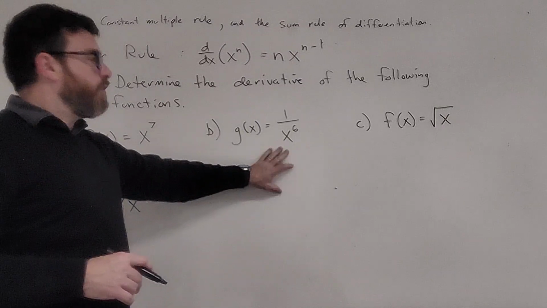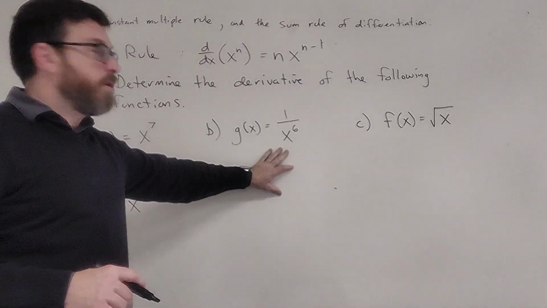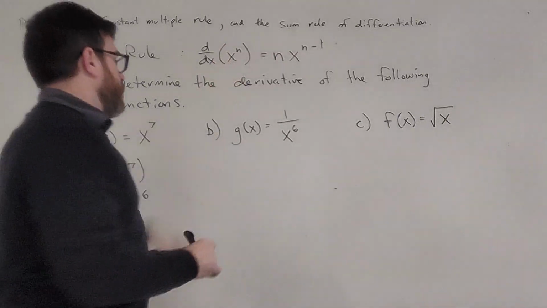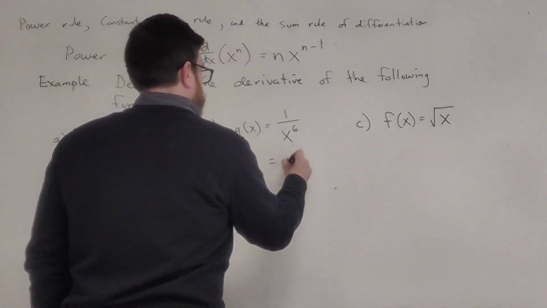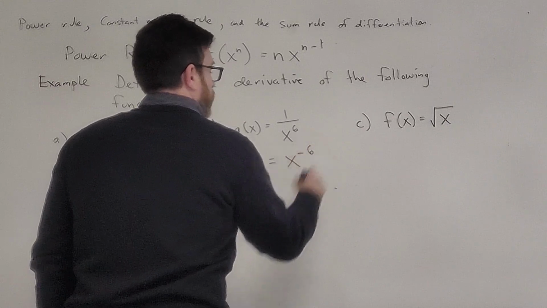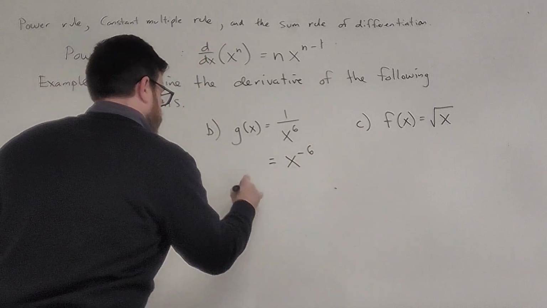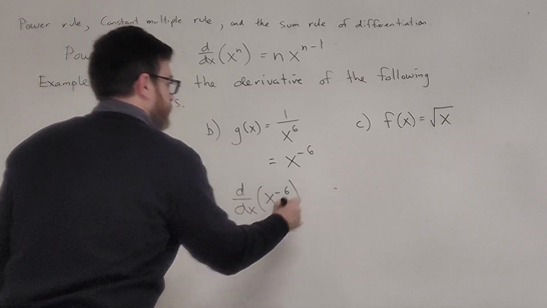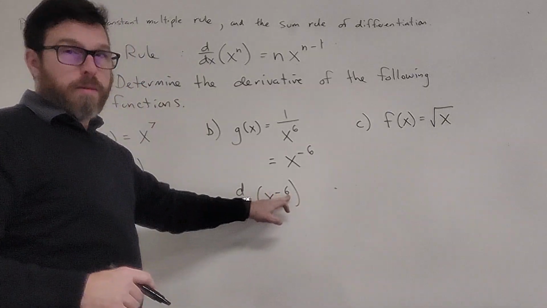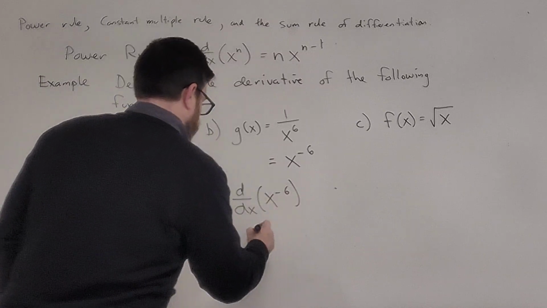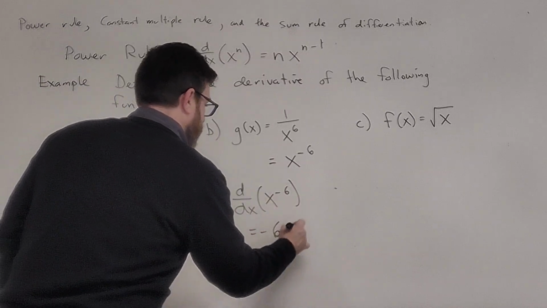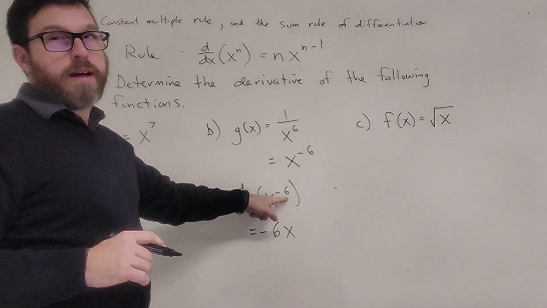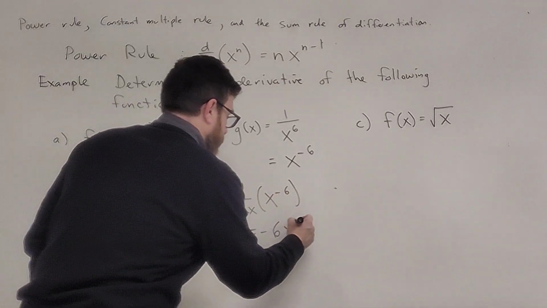Now this function still involves the power rule because I can rewrite it in this form. So I could rewrite g of x to be equal to x to the negative 6 power. So if I want to take the derivative with respect to x of x to the minus 6 power, we know that that power is going to come out front. So this is going to be equal to minus 6x to the, now we have to drop this power by 1. So dropping it by 1, negative 6 minus 1 is going to be negative 7.